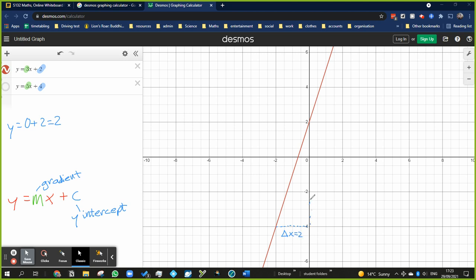And if we go all the way up here, it went from -4 to 2. So we can see it's 2, 4, 6. The change in y is equal to 6. Now the gradient, m, can be calculated by the change in y over the change in x, which is equal to 6 over 2, which is 3. So m is the gradient, and c is the y-intercept, and you can calculate them that way.